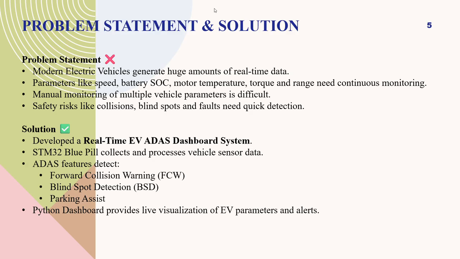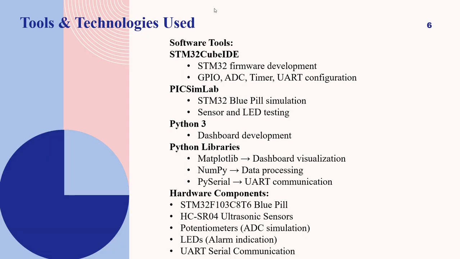For this, I have found solutions. Those solutions are a real-time EV ADAS dashboard system with the STM32 Blue Pill. This collects and processes vehicle sensor data, and the ADAS features detect forward collision warnings, blind spot detection, and next, parking assist. We'll take a car as an example in real time. Next, Python Dash provides live visualization of EV parameters and alerts. And here we go to the next slide.